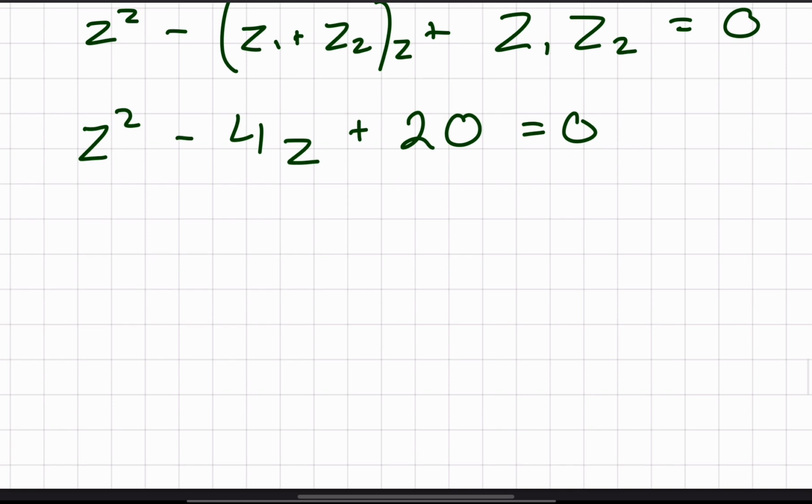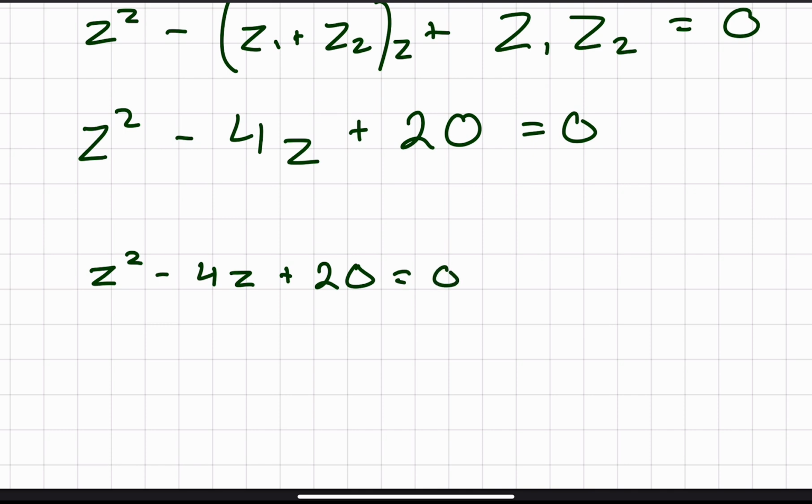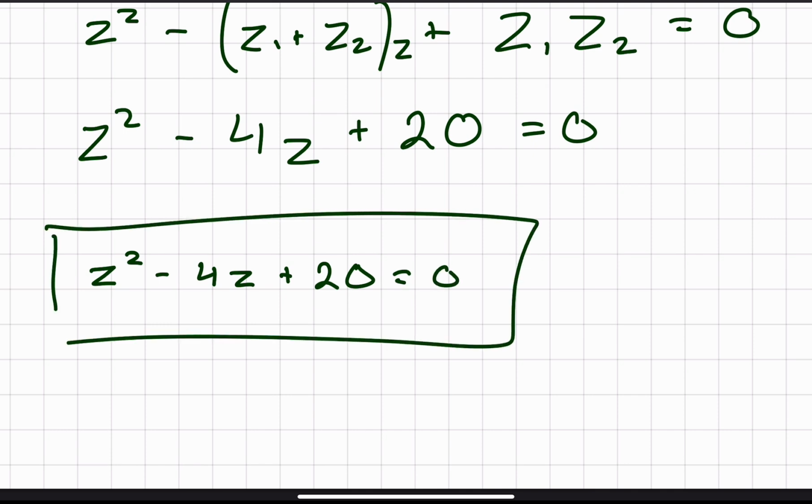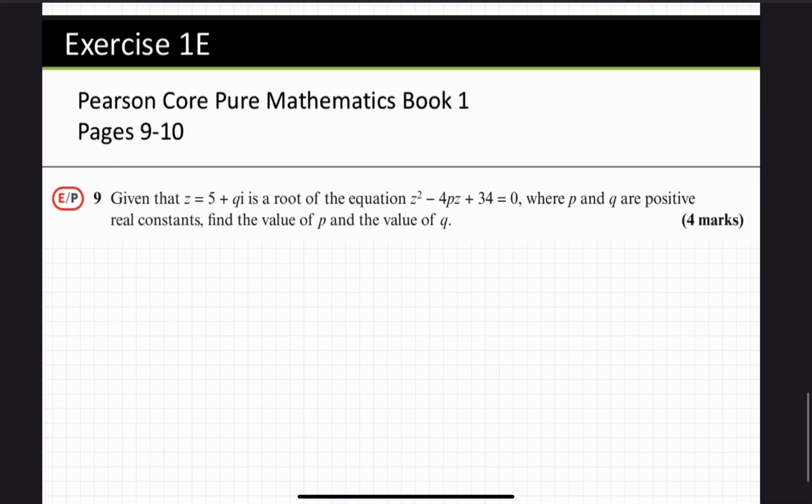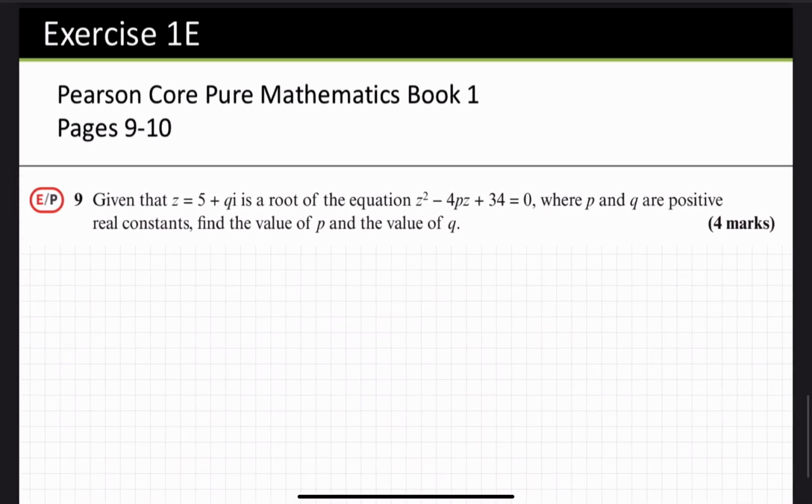And there's your answer. I'll write that a bit neater. Z squared minus 4z plus 20 equals 0. So there's our quadratic there. P and Q. P would be -4 in this case. P equals -4 and Q is 20. So there we are. Okay, so now have a look at exercise 1E.